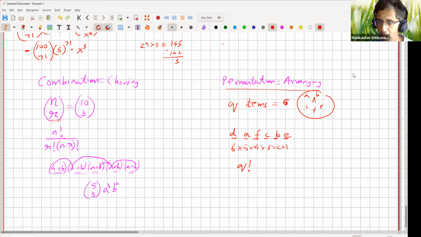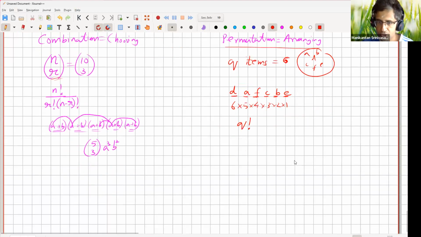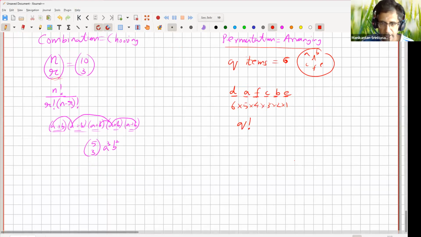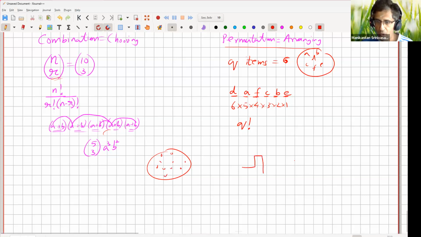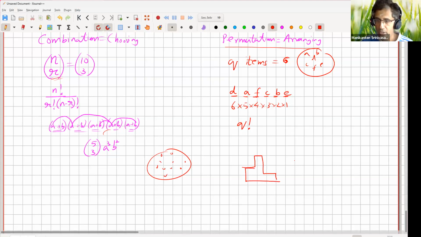Now, problems will involve a mix of both. So you would have a question where there are 10 students in a class, and what are the possible ways in which they can win gold, silver, bronze, on the podium, or whatever you want to call it? What are the different ways? Which means, first of all, we'll have to see which 3 could have won a prize and would be heading to the podium.